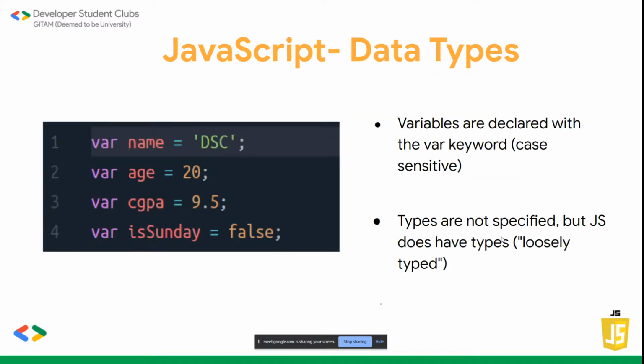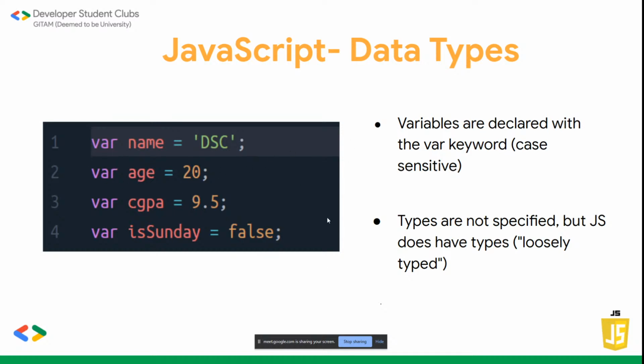So JavaScript data types, we can declare a JavaScript data type like this. Var. Var is a keyword which is used to declare a variable, variable name, and a value. The good thing about JavaScript is it is loosely typed. You don't have to mention the particular data type like we do in C, C++ or Java: int name, int age equals 20. You don't need to do that. JavaScript will automatically detect which type of data it is and automatically assign it. So that will reduce our burden of writing code.